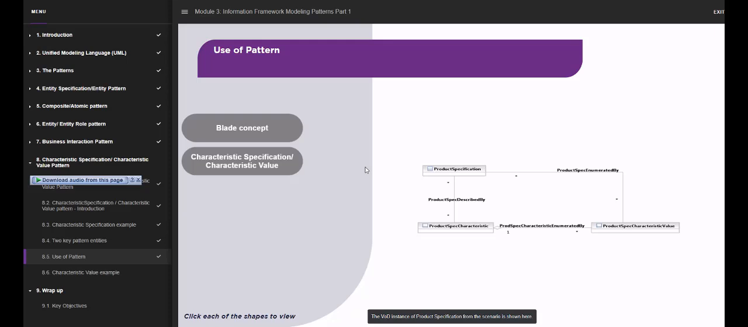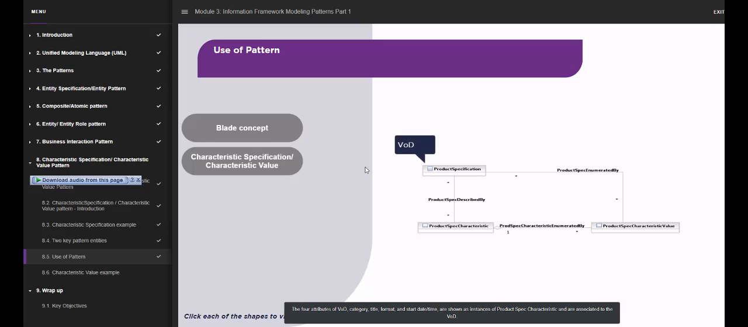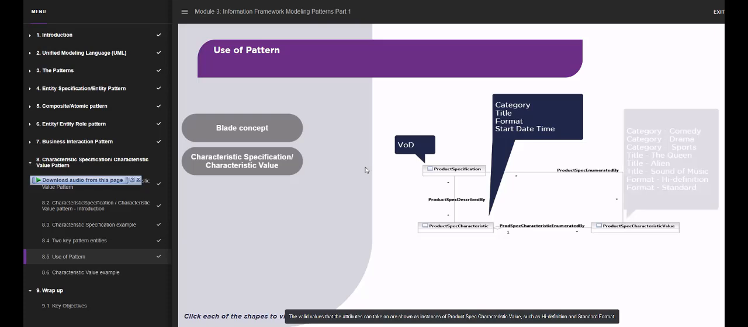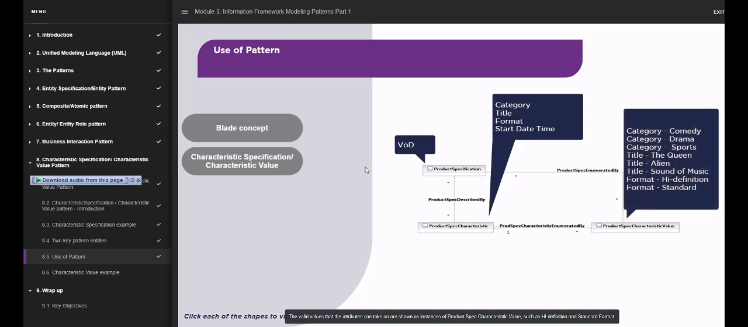The VOD instance of product specification from the scenario is shown here. The four attributes of VOD, category, title, format and start date and time, are shown as instances of product spec characteristic and associated to the VOD. The association is not explicitly shown here. The valid values that the attributes can take on are shown as instances of product spec characteristic value, such as high definition and standard format. Associations to the valid values are not shown, but implied by repeating the name of the attribute as a prefix to each valid value.